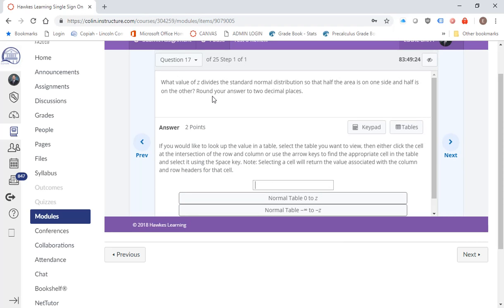Alright, so the answer is 0. You can't round that to 2 decimal places. If you did, I guess it would be 0.00. But hopefully it'll just take 0.